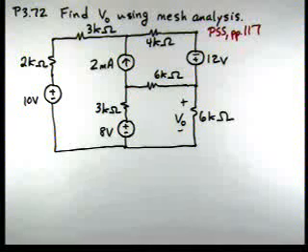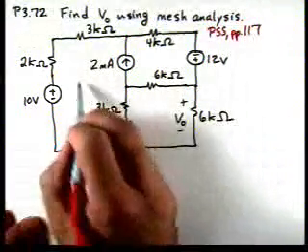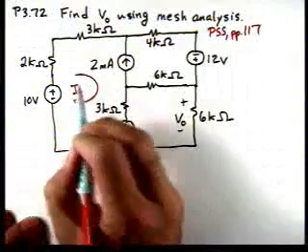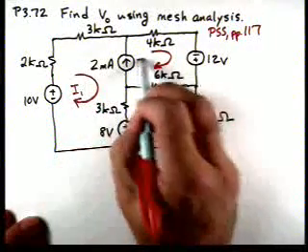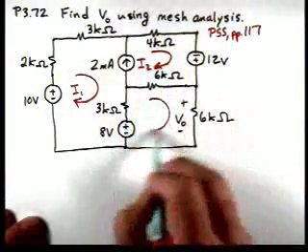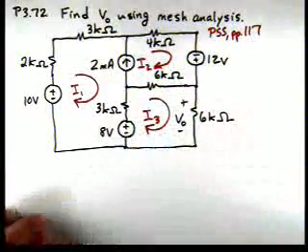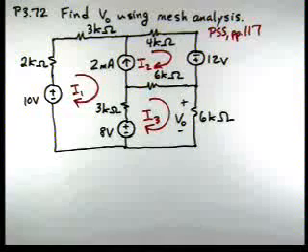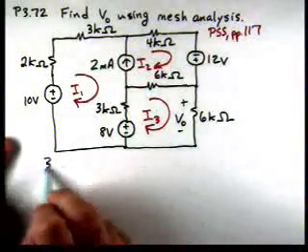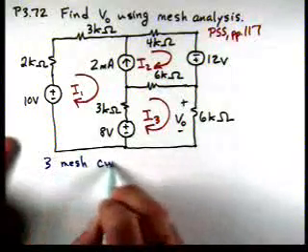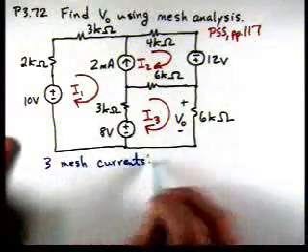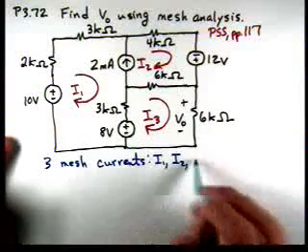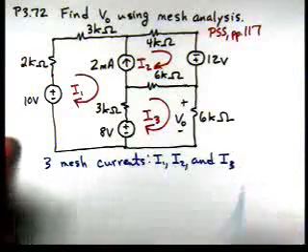117. If we look at the circuit here, we can see that we have three meshes. And what we'll do is we're going to assign three mesh currents. Okay, I'm going to assign I1 here, I2 here, and then I3. So if we look at our system, we have three mesh currents, I1, I2, and I3.